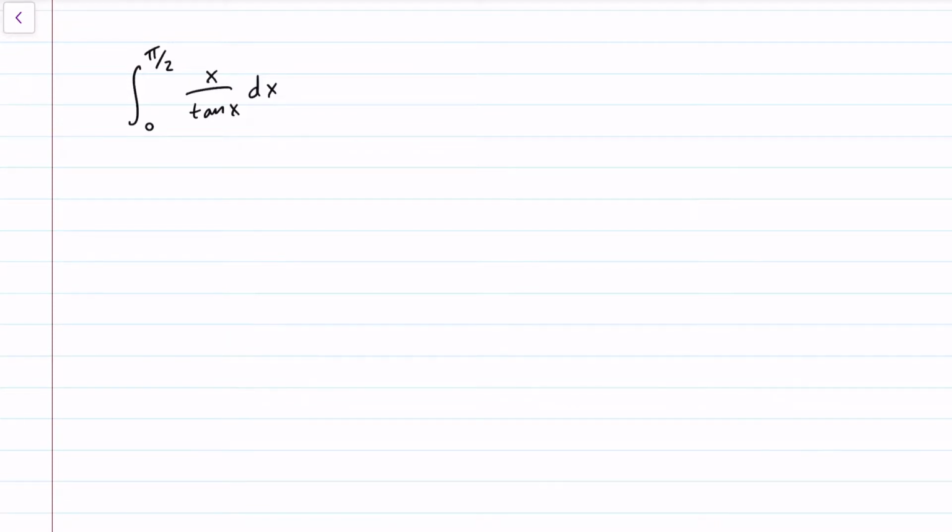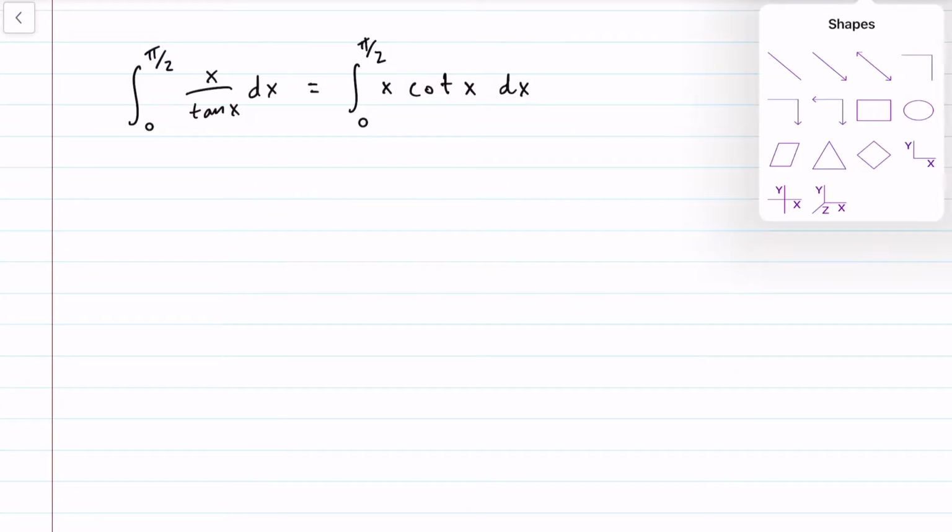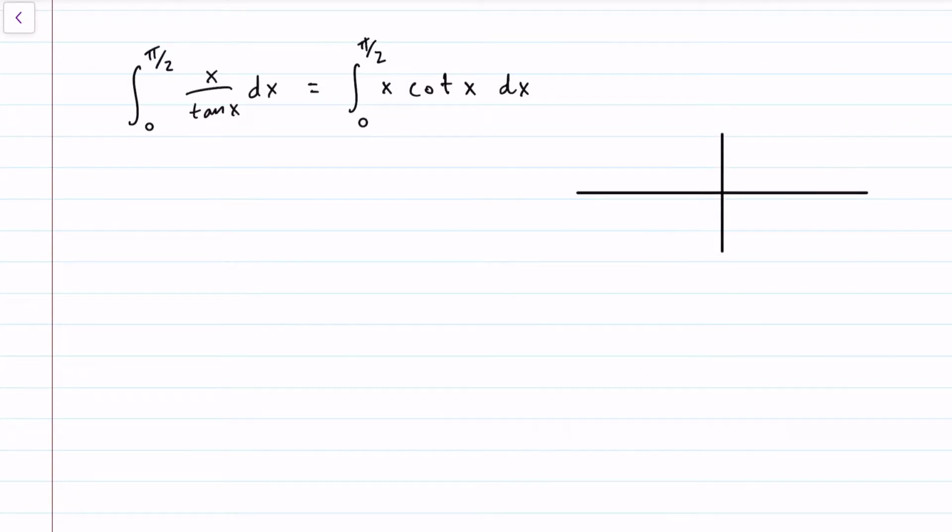In fact, reading through the comments, it seems like a few people actually did it the way I'm about to present right now. So the first thing is to rewrite this as x times the reciprocal of tangent, which of course is cotangent. And then we'll do, of course, integration by parts. Now, if you set up integration by parts in the usual way, u will be equal to x, so the du is dx, and the dv is cotangent of x.